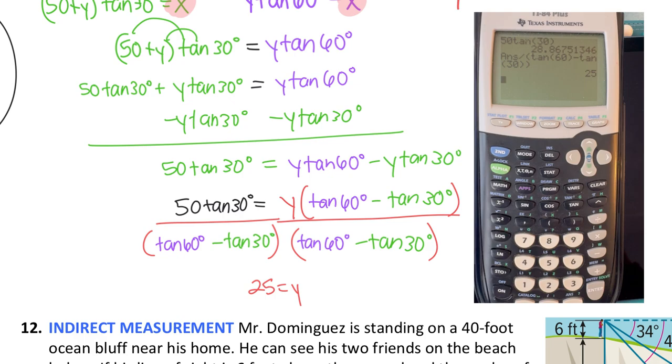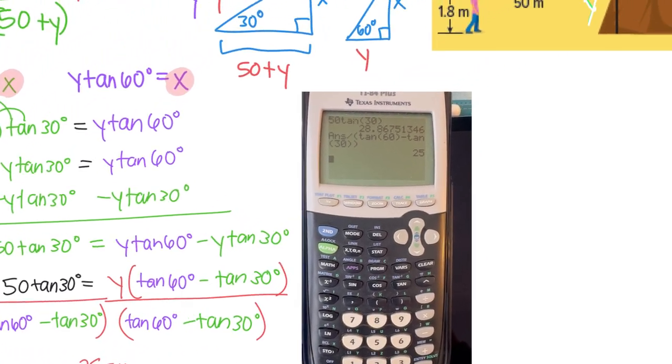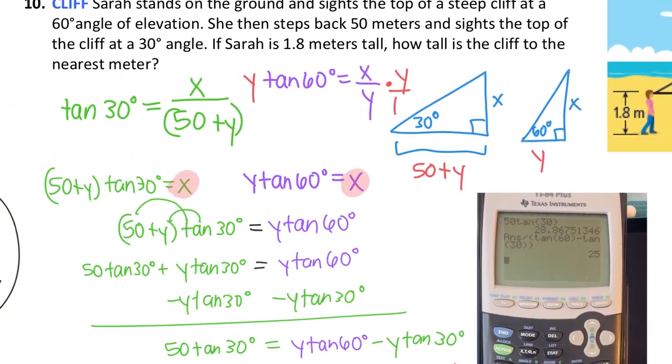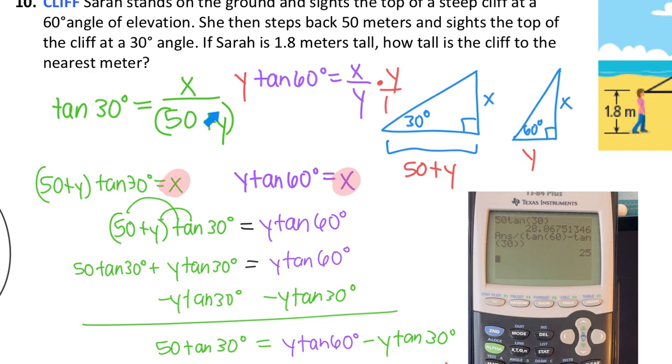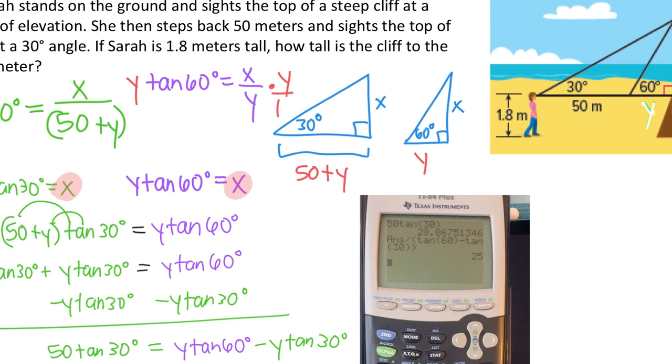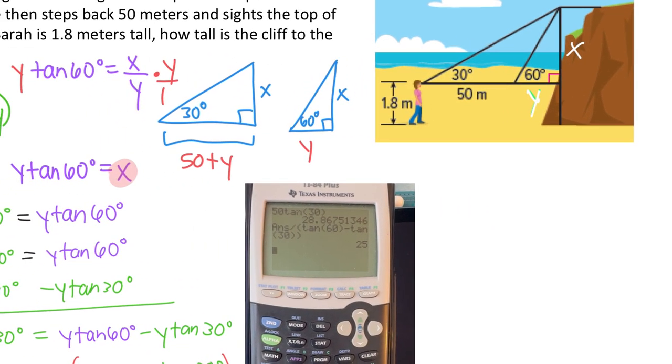All right, so that's not our final answer though. We also have to get what x is. So now we can come back up here and use either one of these to find our x. But obviously the second one's going to be simpler. So tangent of 60 degrees is equal to x over 25. So x is just equal to 25 times the tangent of 60 degrees. So I'll just do that on my calculator real quick. 25 times the tangent of 60 degrees is about 43.